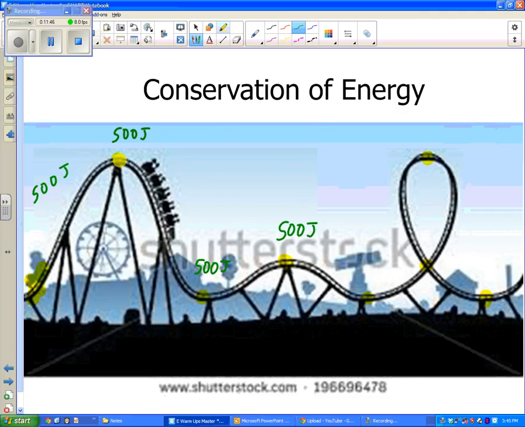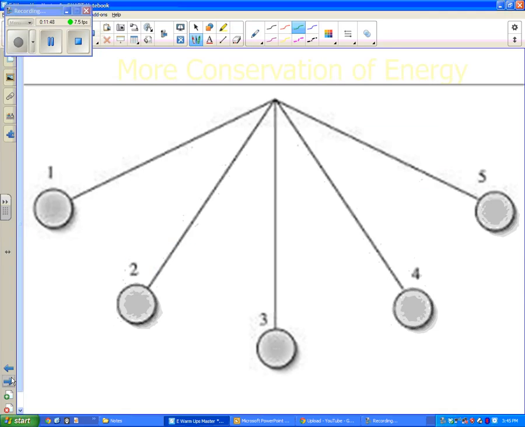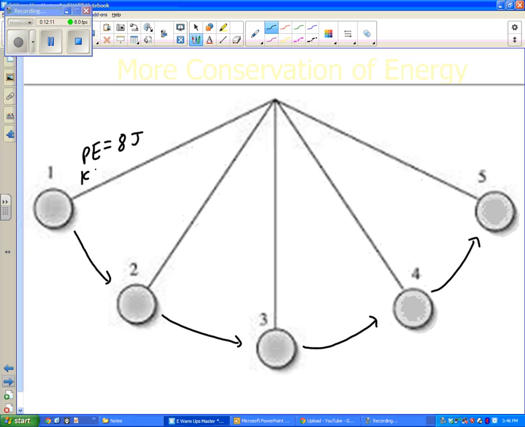Let's look at another example. Here's a pendulum. Our pendulum is going to be swinging. So it's going to swing down this way, down to the bottom, and then it's going to start going back up again. All right? And so let's say our potential energy up here is 8 joules. And it would have 0 kinetic. It's not moving yet. We're holding it up here at the top.